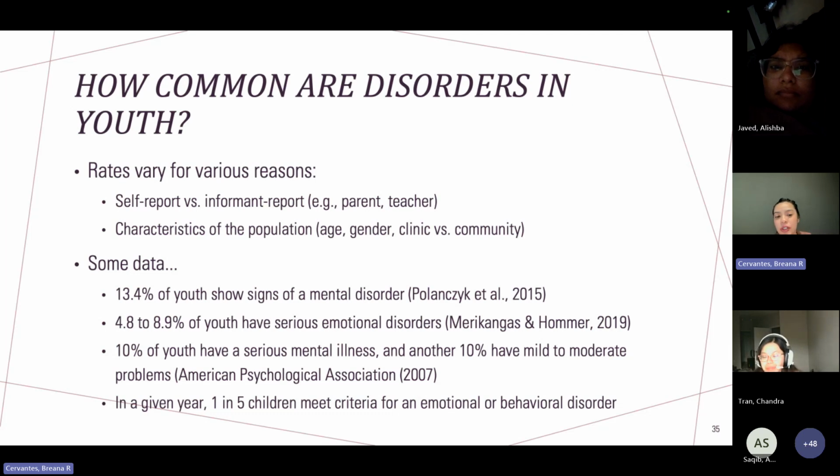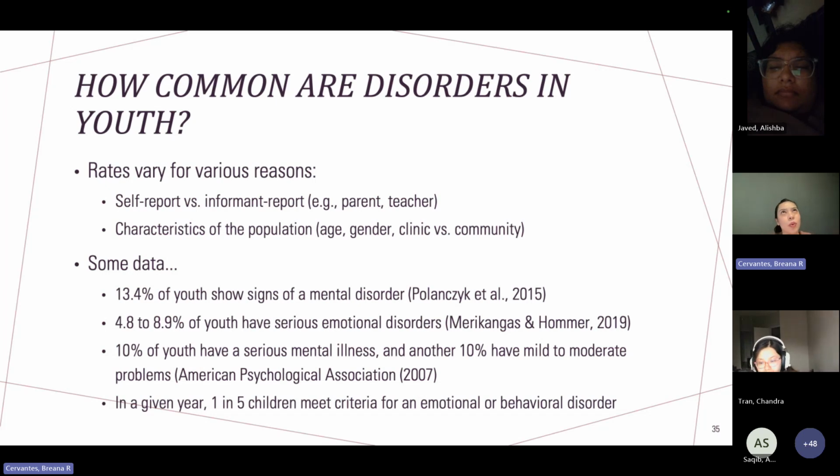The other thing is the characteristic of the population. So how old are they? What's the gender? And then where are we pulling these people from? So is it a clinical sample or community? So the age thing is what I just said. So adolescents, teens are probably much more likely to be able to self-report on themselves. There's a lot more insight. There's some reflection. Teens may be the ones who are referring themselves.